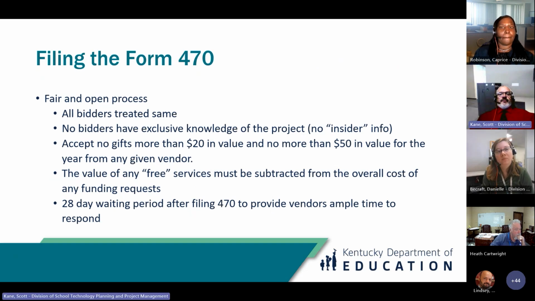When we are talking about filing the Form 470, and really this applies here not only to the filing of the Form 470, but also to mini bids as well. The key to this is making sure that you conduct a fair and open process. You want to make sure that all bidders are treated the same. You want to make sure that none of them has exclusive knowledge of the project. You want to make sure that you're accepting gifts no more than $20 in value and no more than $50 in value for the year from any given vendor.